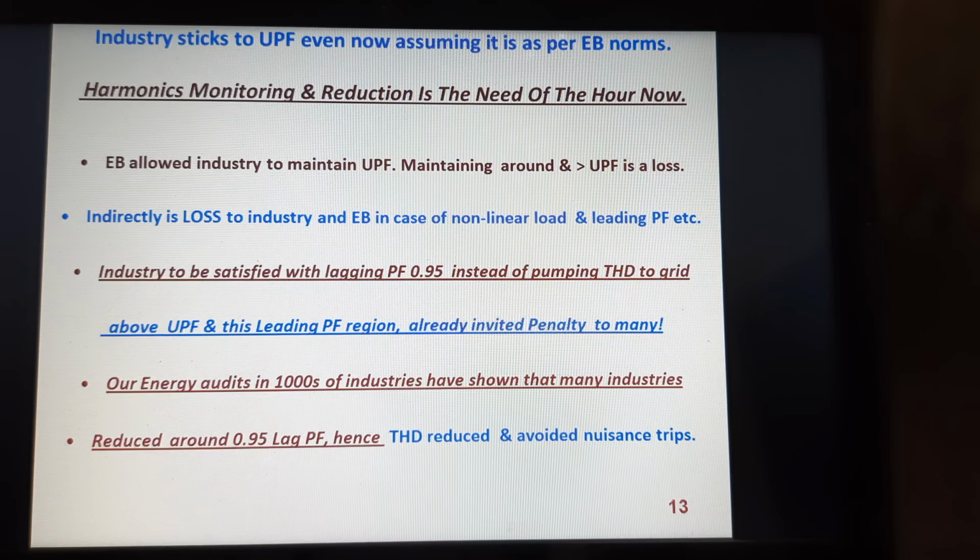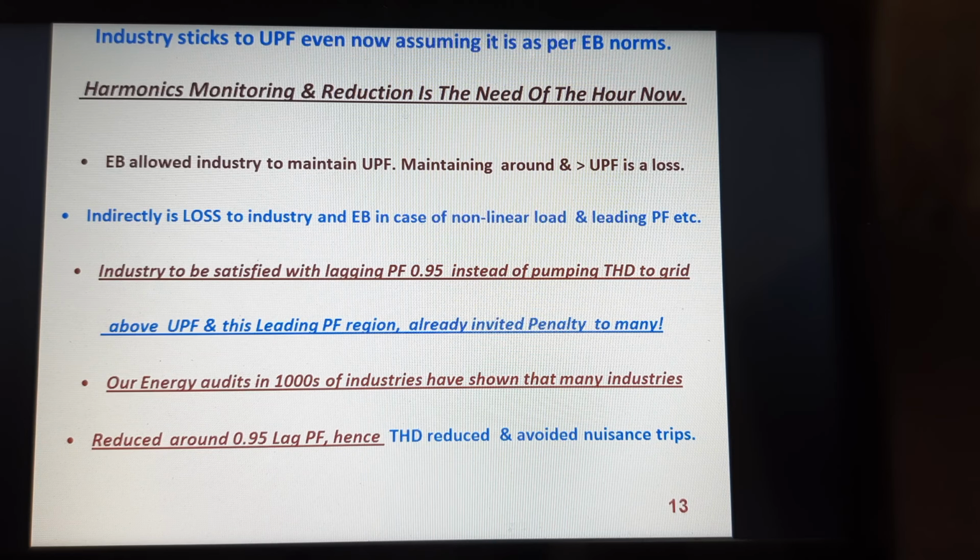Industry sticks to the unity power factor even now, assuming it is as per the EB norms, but it is not so. Harmonics monitoring and detection is the need of the hour now. The EB allowed the industry to maintain the unity power factor, but maintaining around unity power factor and above unity power factor is a loss for the industry. Not only for the industry, it is for the EB also, in the case of non-linear loads in the industry and a leading power factor situation at the EB incoming side.